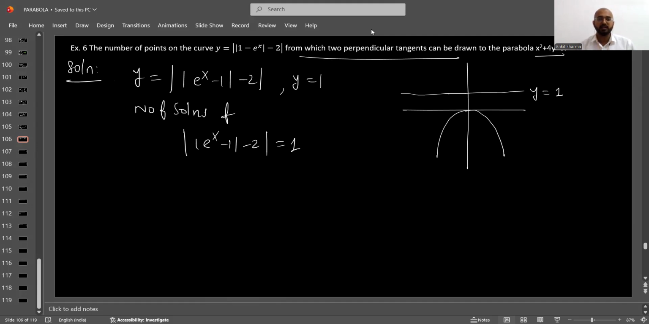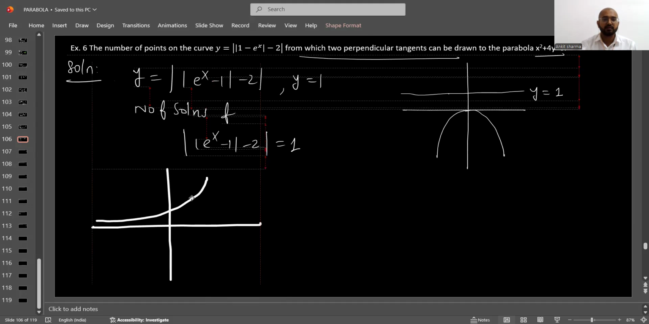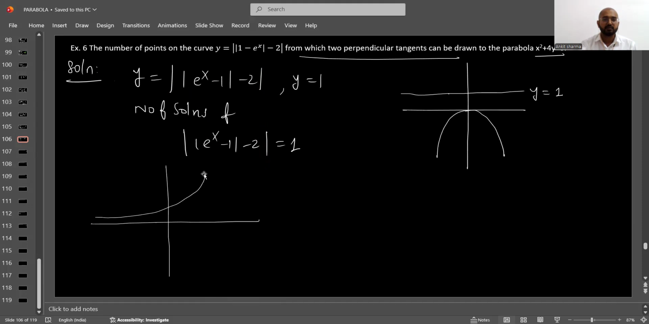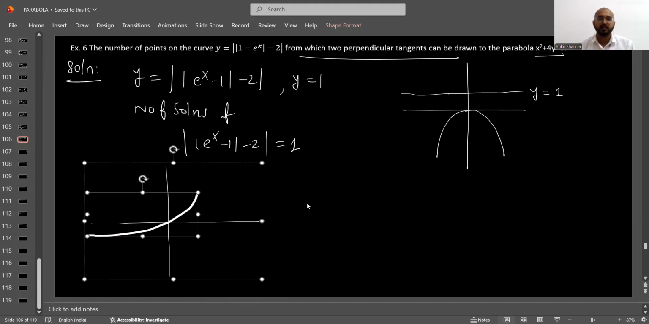If I have to graph this, we'll go step by step. If I draw e power x, it would be here. It's my e power x. Now I want e to the power x minus 1, so I'll be shifting this graph 1 unit below. This graph will now pass through the origin like this, because when x is equal to 0, it is 1 minus 1, 0. So yes, this graph I got. Now this turns out to be e to the power x minus 1.